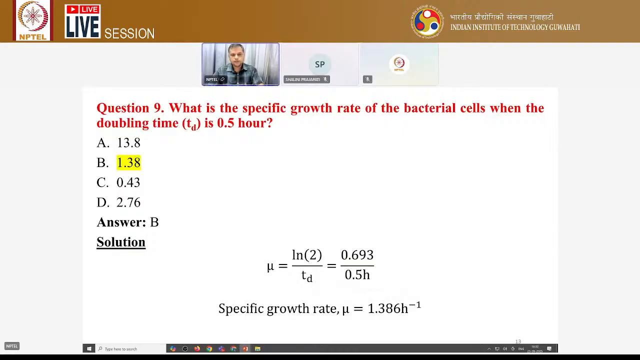Now the next question: specific growth rate is given and you have to calculate doubling time. This is very straightforward. Doubling time is defined as ln 2 upon mu, and you put the value of specific growth rate, you get 1.386 per hour.